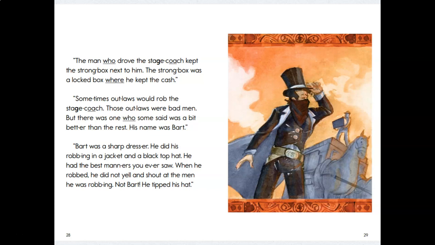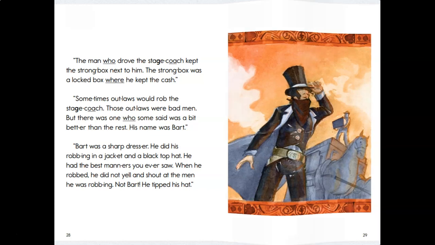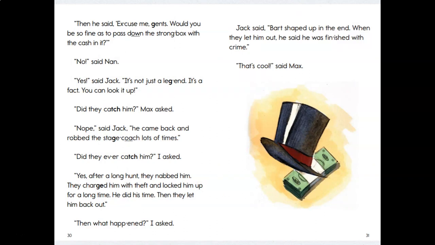His name was Bart. Bart was a sharp dresser. He did his robbing in a jacket and a black top hat. He had the best manners you ever saw. When he robbed, he did not yell and shout at the men he was robbing. Not Bart. He tipped his hat. Then he said, "Excuse me, gents. Would you be so fine to pass down the strong box with the cash in it?"